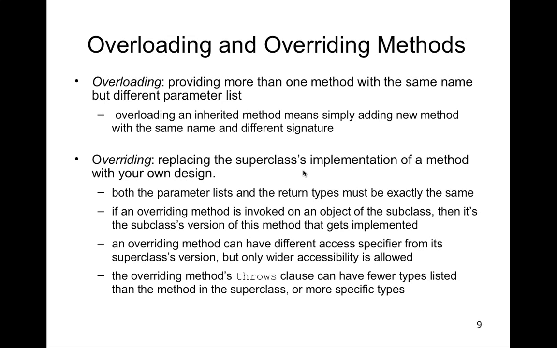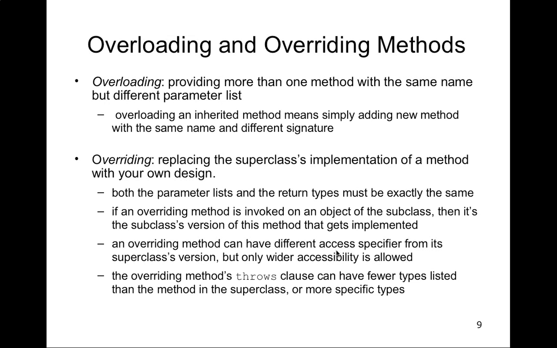So overriding replaces the superclass's implemented method. Both the parameter list and the return type must be exactly the same, same number of parameters, same return type as well. So I could have void set legs, integer set legs, string set legs with the same number of parameters, and it would be overloaded, not overridden, actually, because it's a different return type. If an overridden method is invoked on an object of the superclass, then it's the superclass's version of the method that gets implemented. So it's the latest and greatest method implementation that actually gets invoked.